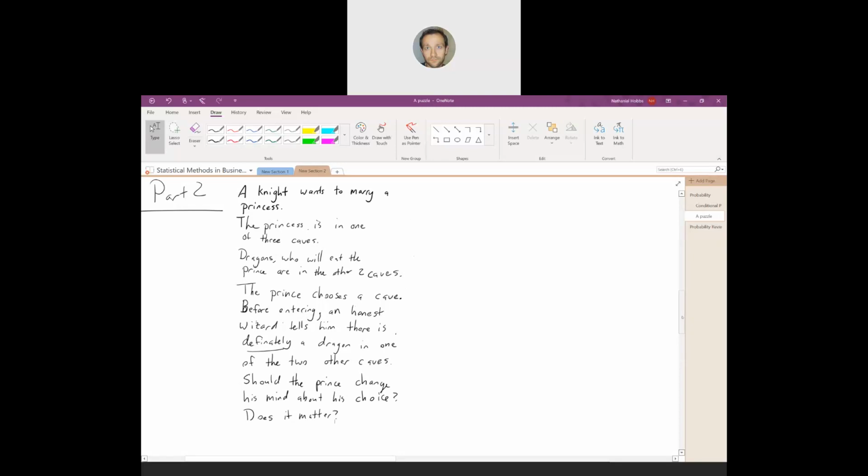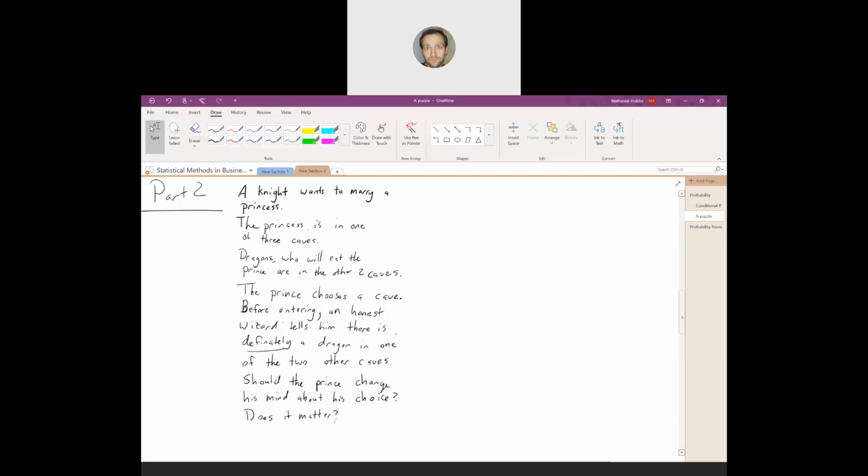So, similar setup to before. There's a knight that wants to marry a princess. The princess is in one of 3 caves. There's a dragon in the other 2. The prince comes up, sees the 3 caves, and chooses a cave. Doesn't matter. The first cave.